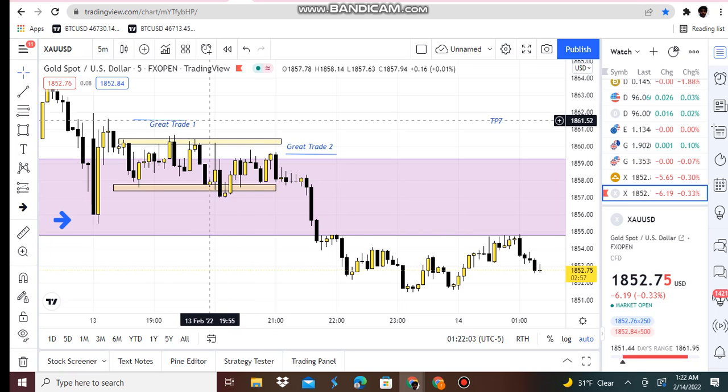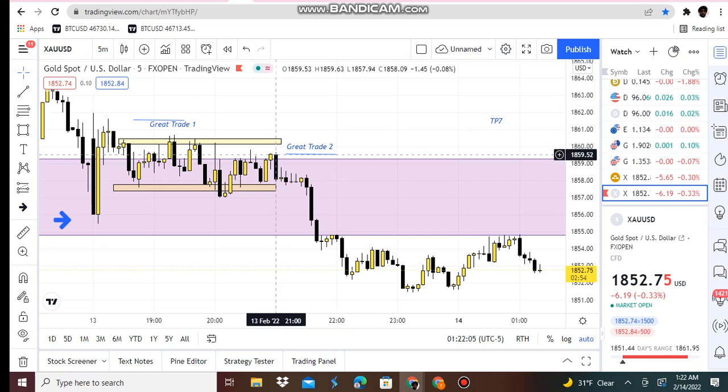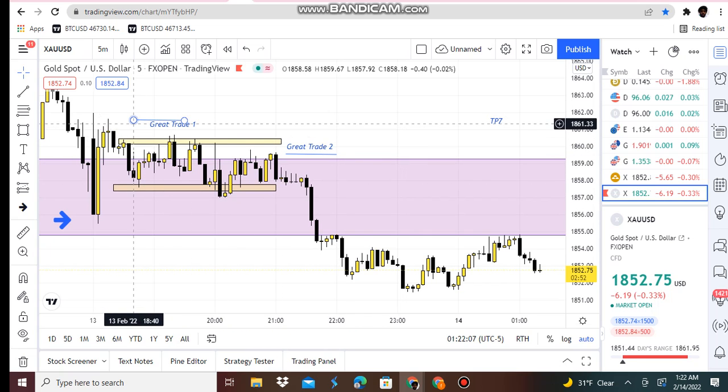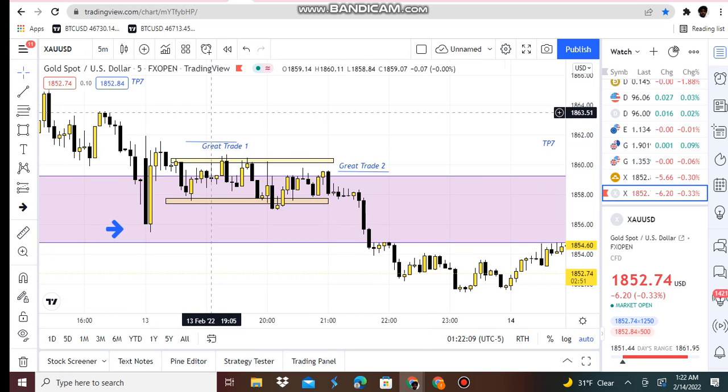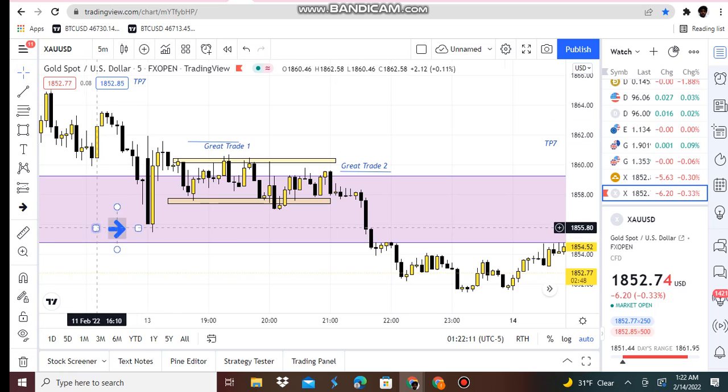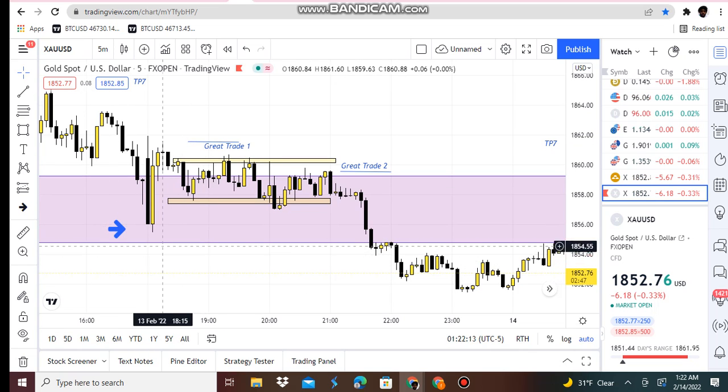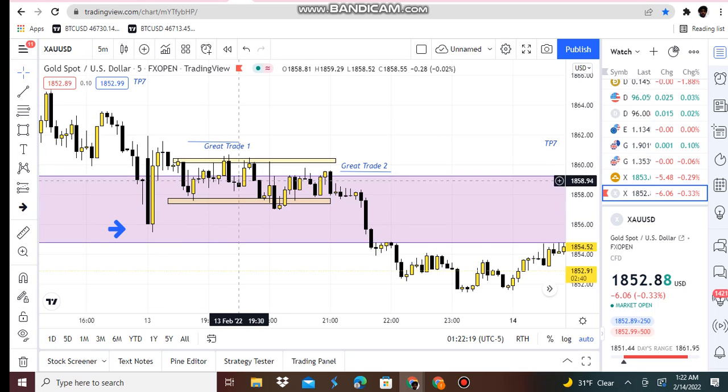As price makes a lower high, then you could have gotten in for great trade one. You try to get in for this trade at this lower low, thinking price is going lower and lower. Price makes a lower high. You have to wait for price to make structure. Once price makes structure, then you can get in for this lower high. Once price makes a lower high, you get in for great trade one.